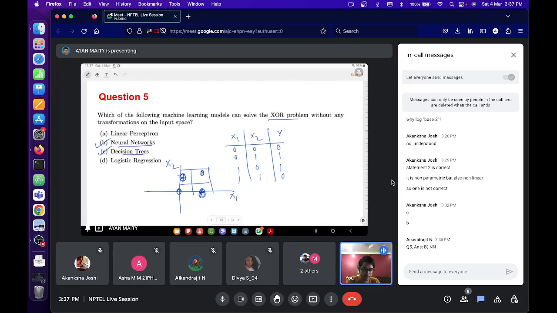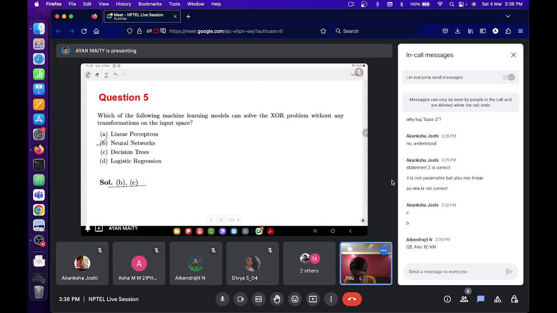Vaikendrajit has written B, neural network. So neural network is a right answer, but decision tree is also one of the answers. So there are two correct answers, neural networks and decision trees. Because neural networks certainly can be used: by introducing hidden layers and activation functions, we can make it non-linear in nature. And decision tree is also a non-linear model, so it can also be used for this. So these are the two correct answers, B and C.